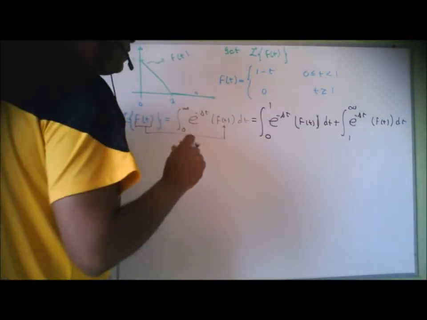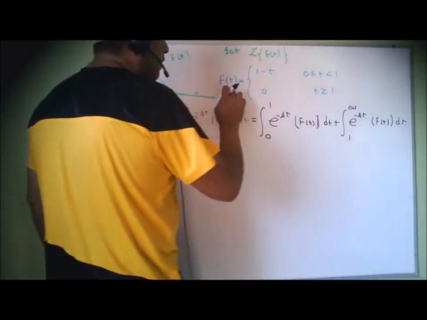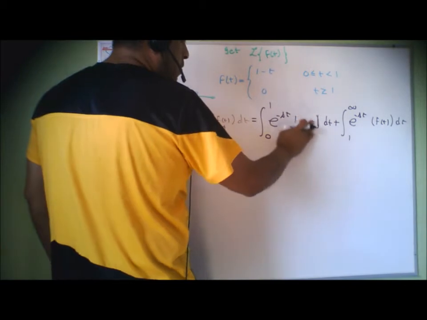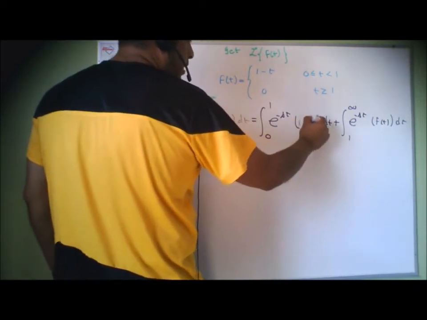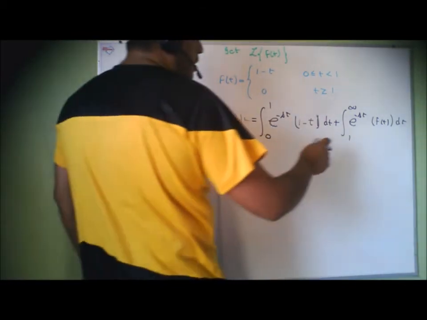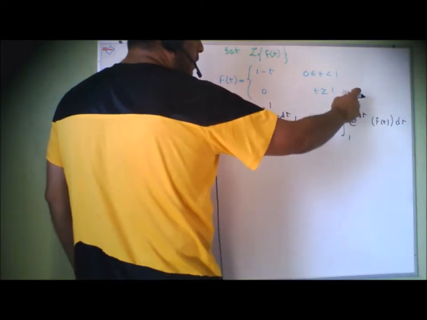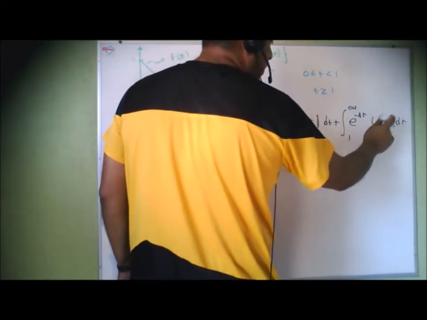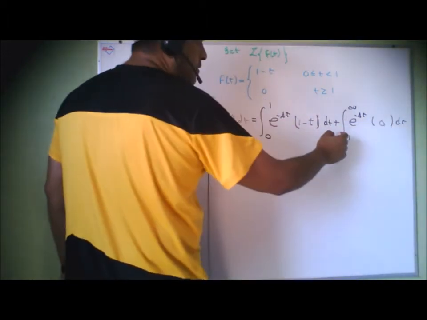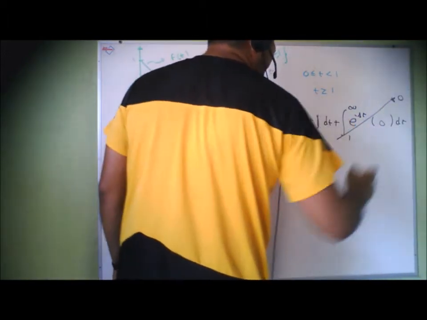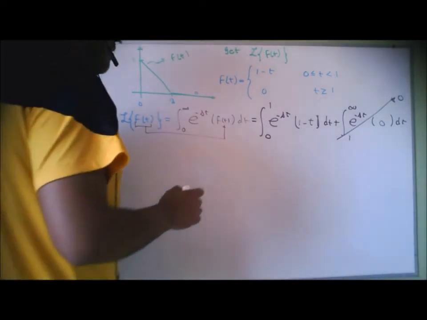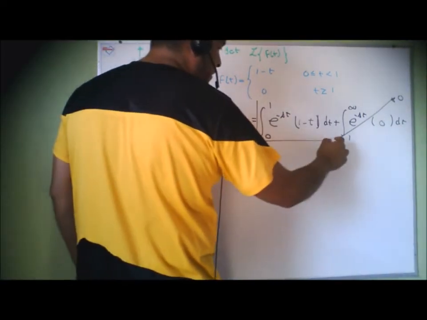Now the advantage of doing that is that the function f of t between 0 and 1 is equal to 1 minus t. And then for the integral from 1 to infinity, the function happens to be 0. Because this is 0, the integral is equal to 0. There is no area under 0. So the only thing left is this part of the integral.